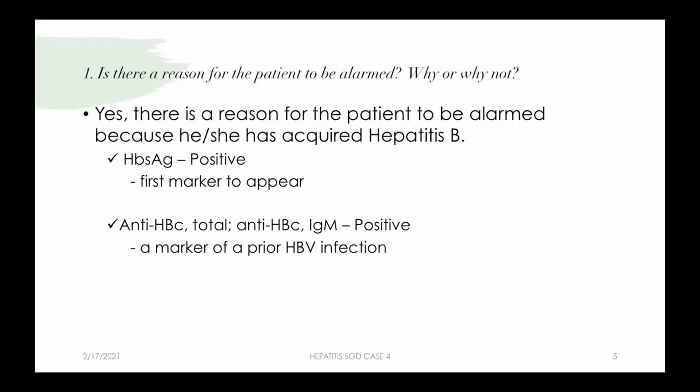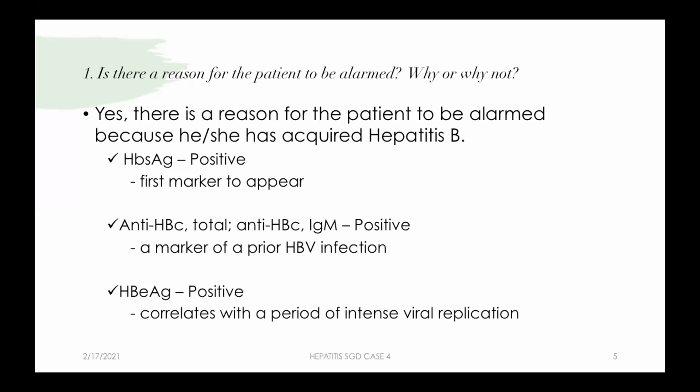The patient was also positive for hepatitis B core antibody, which is a marker of a prior HBV infection, as mentioned by the previous group. It is also detectable in the serum shortly before the onset of symptoms, concurrent with elevation of serum aminotransferase levels. The patient was also positive for the hepatitis B E antigen, which correlates with a period of intense viral replication and hence maximal infectivity of the patient.